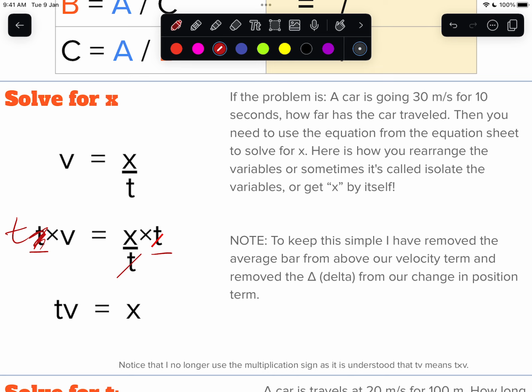So now if you gave me a time and a velocity, I can give you the distance it's traveled just by multiplying those together. Notice how I don't use the multiplication sign anymore, as it's understood that tv means t times v.